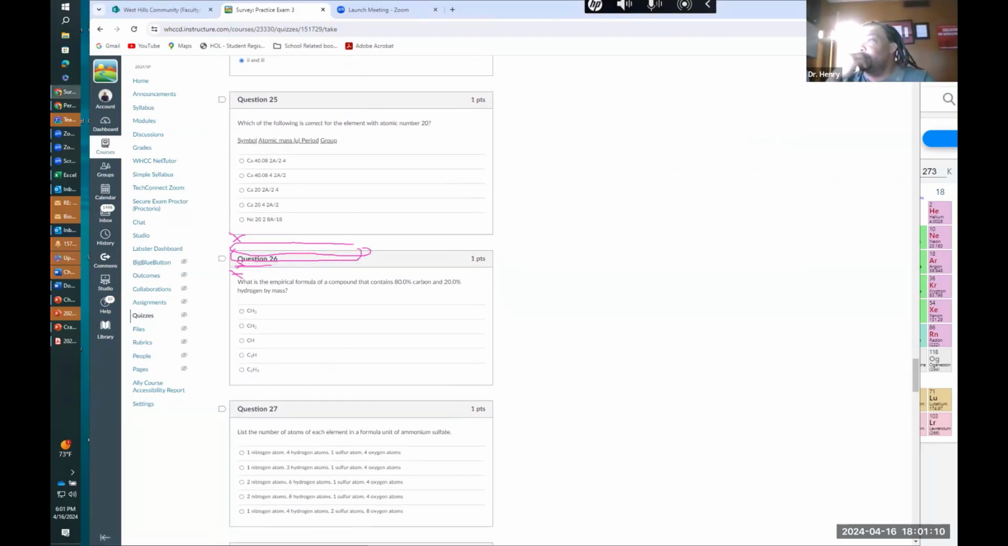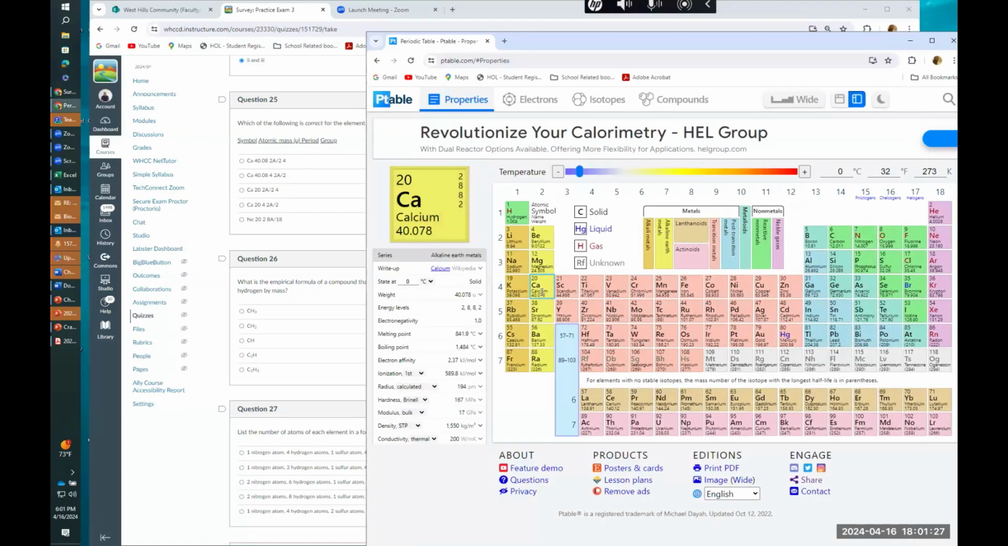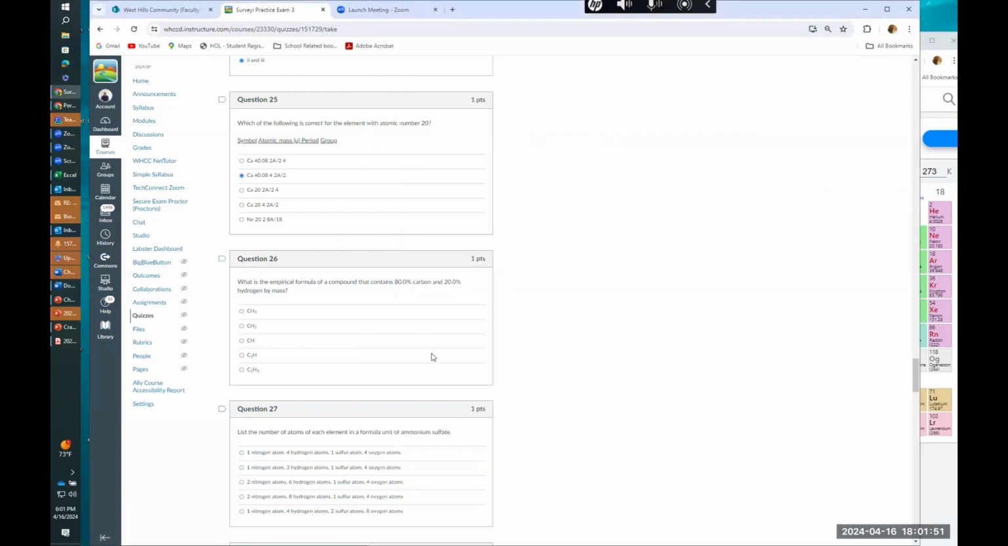Okay, the next one. Which of the following is correct for the element of the atomic number 20? 20, calcium. Calcium atomic mass is 40.07, or about 40.08. And then it's in the fourth row. Oh yeah, fourth period, and the second group. So, oh yeah, it's that one, that second one. That's right.